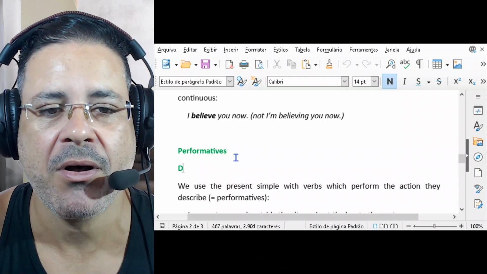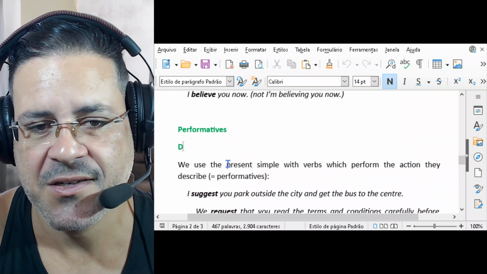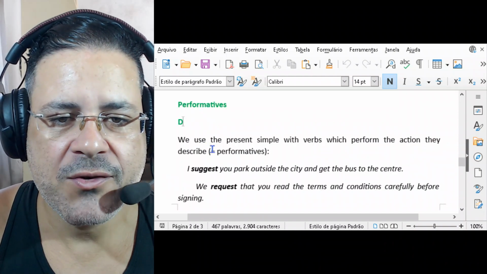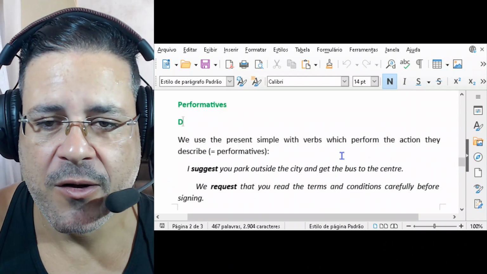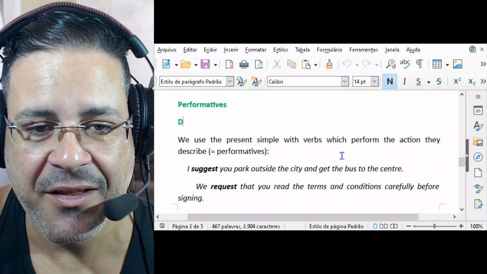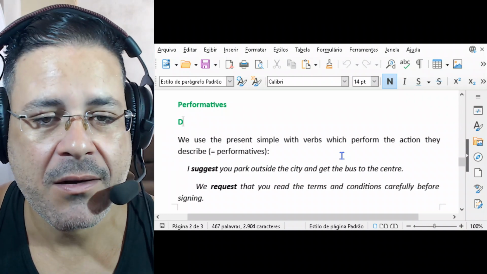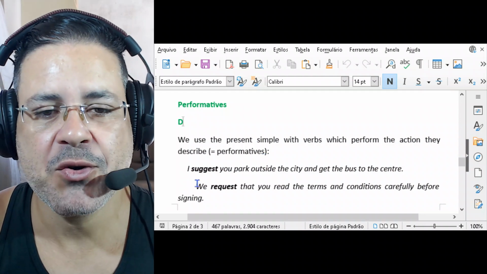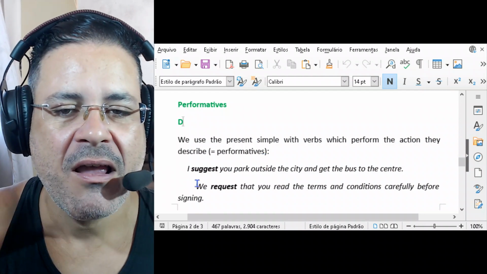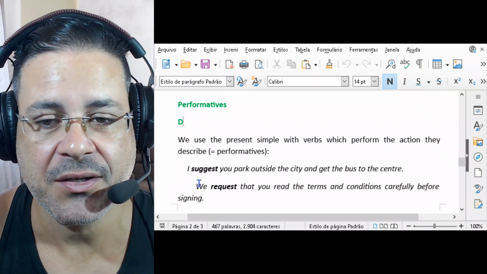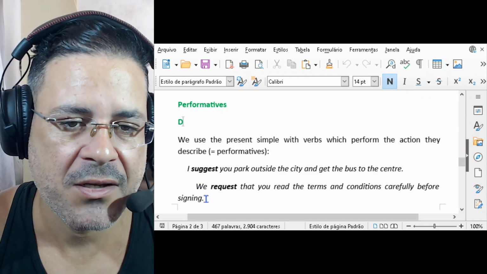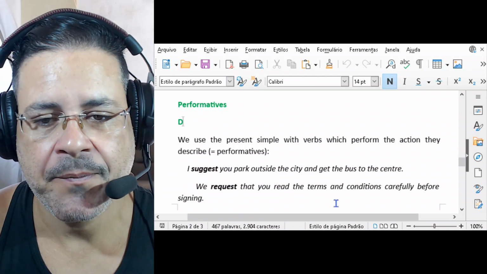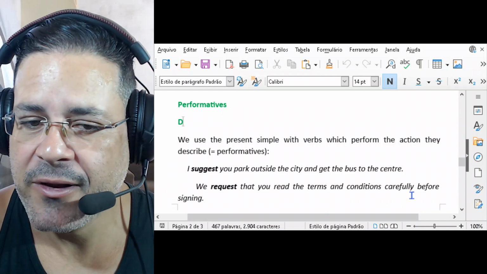We're talking now about performatives. This is section D. We use the present simple with verbs which perform the action they describe. These are called performatives. For example, I suggest you park outside the city and get the bus to the center. Another example, we request that you read the terms and conditions carefully before signing.